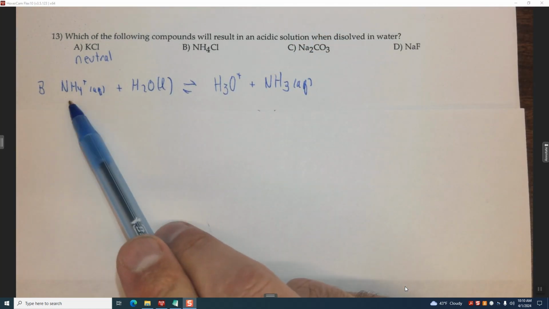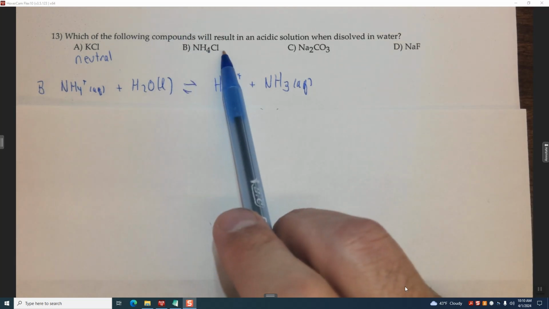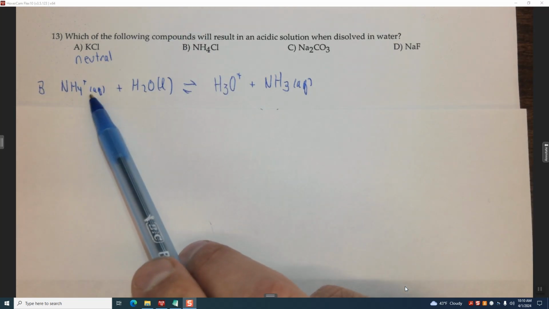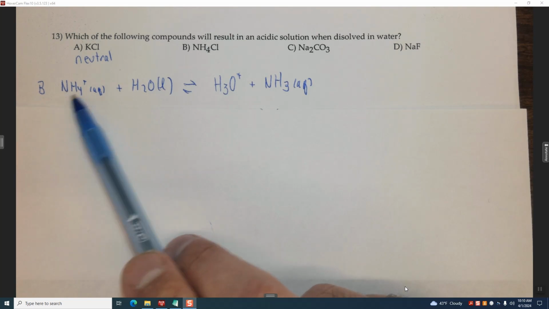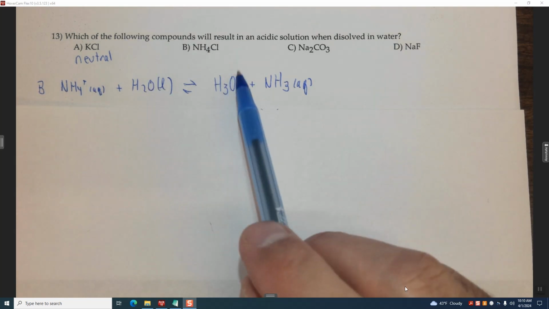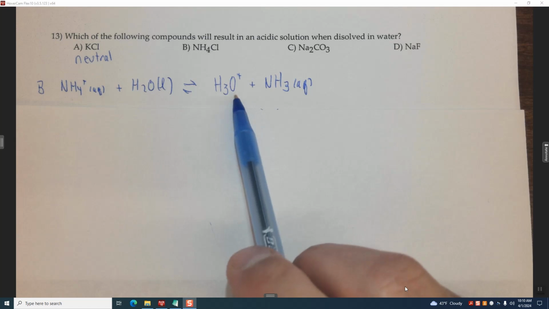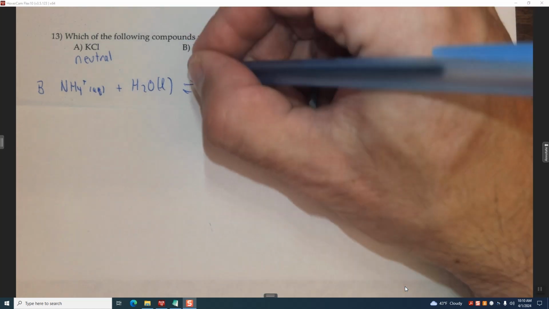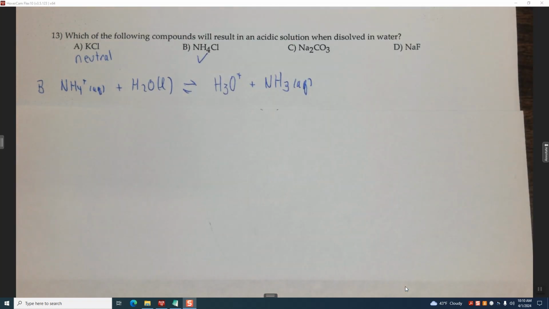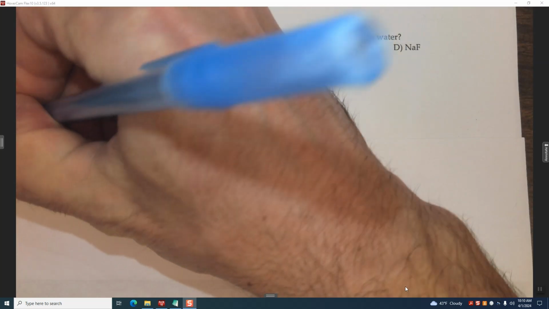But when you add this NH4 plus to water, note that chloride is just the counter ion, so it's basically just a spectator ion. The NH4 plus acts as an acid, thereby increasing the concentration of H3O plus, thereby forming an acidic solution. What about letter C?